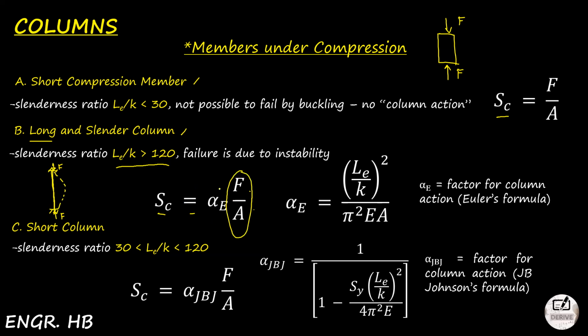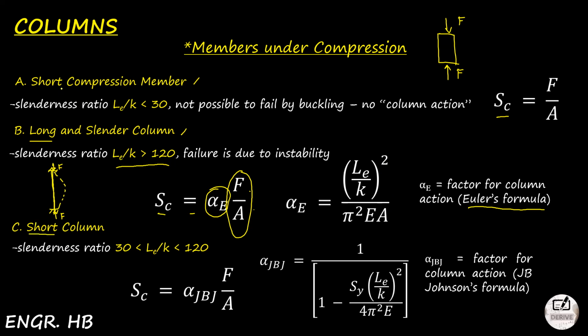Ang problema ay may nadagdag lang na konting factor, which is the factor for column action, which is Euler's formula. And that was equivalent to slenderness ratio, square mo lang yan, divided by pi squared E A. So the unit analysis will be discussed on the problems na lang in order to shorten the time of discussion. And the third type is the short column.